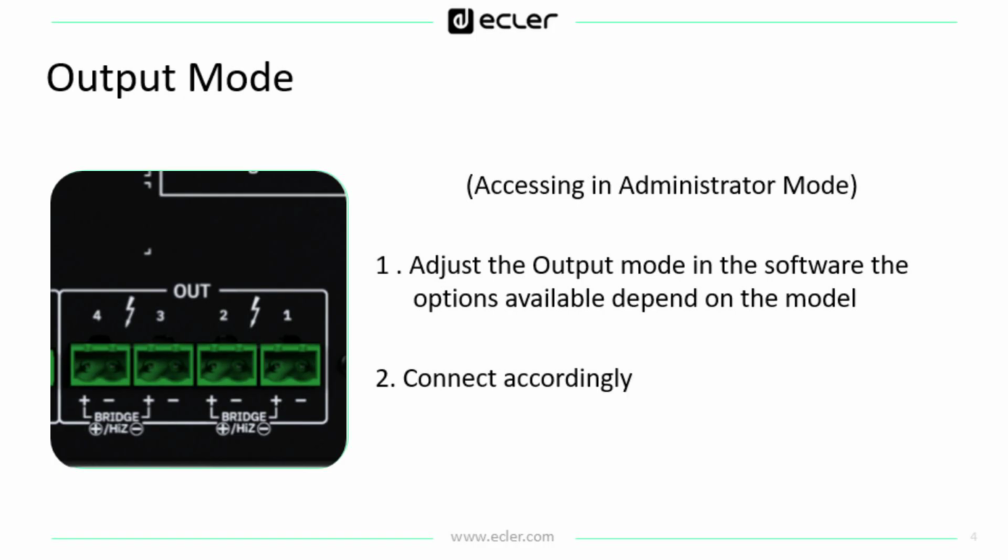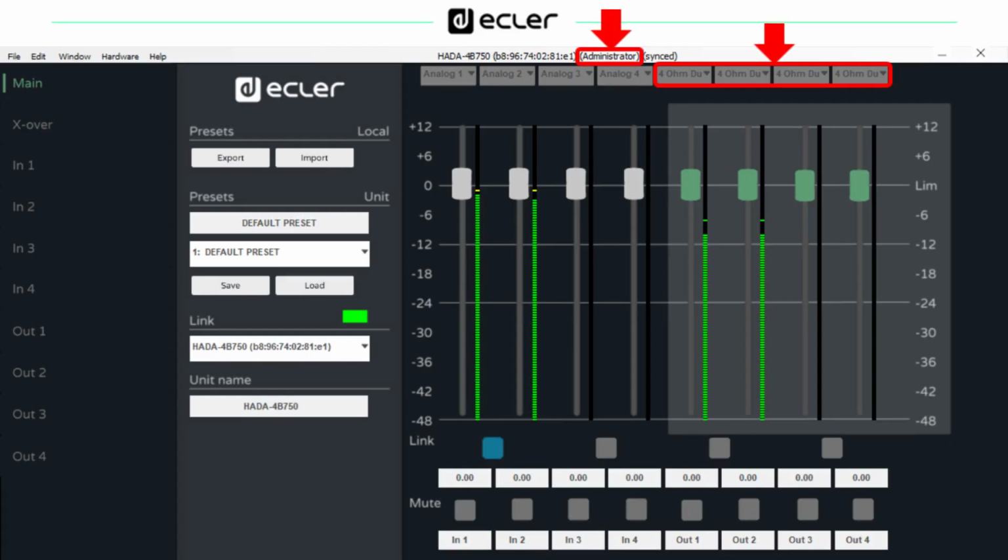Before connecting your loudspeakers you will need to make the corresponding adjustments in the software. First, be aware to be connected as administrator, entering the corresponding password in the hardware menu as explained in the administrator and user mode chapter. Now, you can choose the impedance and output mode for each channel in the drop-down list.